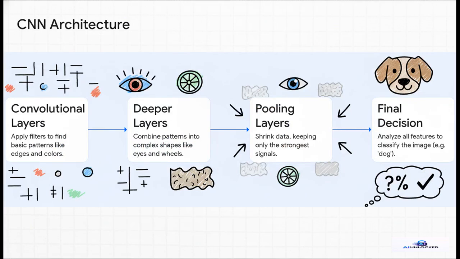This whole process works like an assembly line for understanding. The very first layers use all those little filters to find super basic things, like edges and colors. Then, deeper layers take those simple patterns and start combining them into more complex shapes, like an eye or a wheel or some fur. Along the way, pooling layers shrink everything down, kind of like summarizing, just to keep the most important bits. And then finally, at the very end, the network looks at all the complex features it's found and makes a call. Okay, I see fur, a snout, and 4 legs. I'm 95% sure this is a dog.